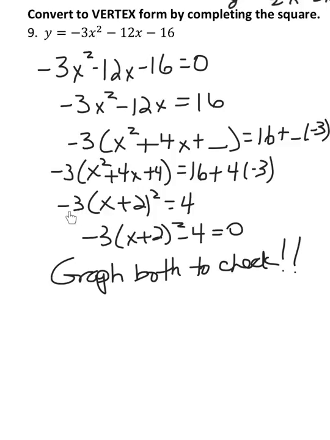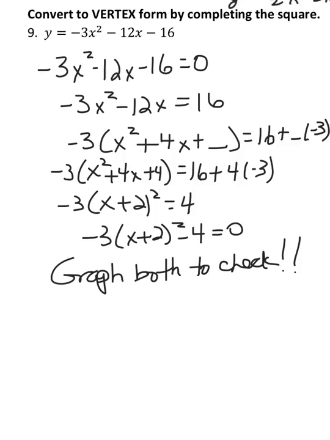Of course, I have my factored negative 3 over here. And then this equals 4 when I get done simplifying that. So I have negative 3 quantity x plus 2 squared minus 4 equals 0. This is my vertex form. Then I go to my graphing calculator, I graph this one, and I graph this one, and I make sure that they make the same graph to check my work.